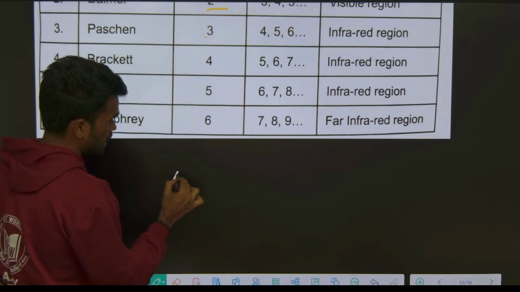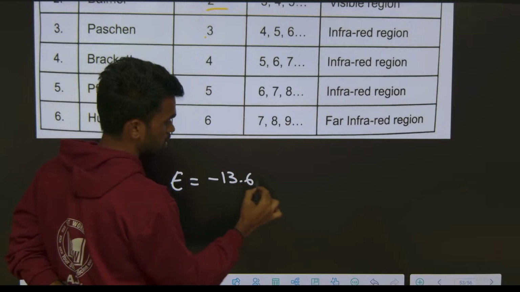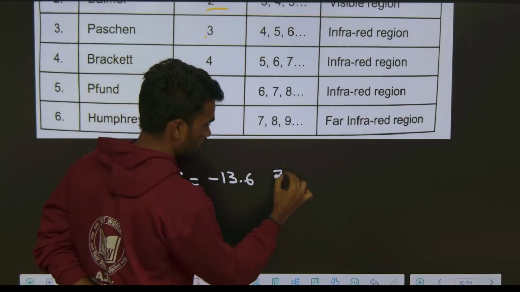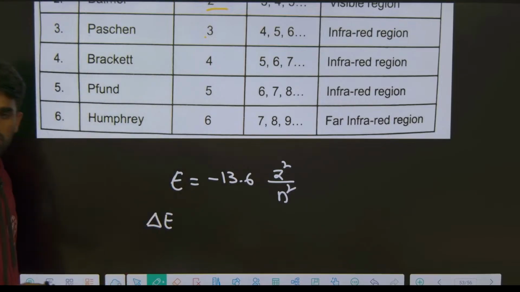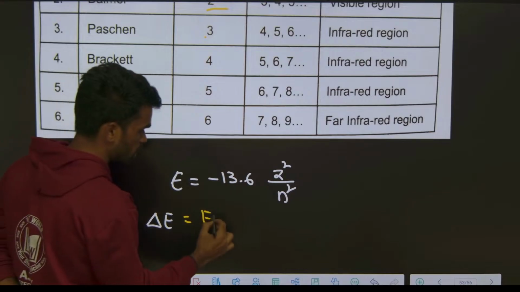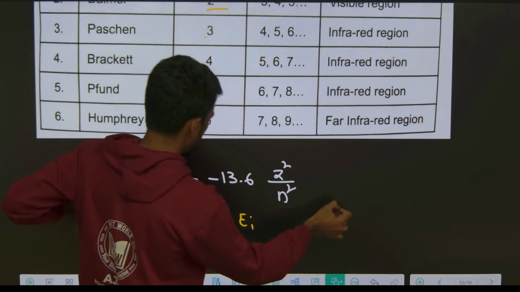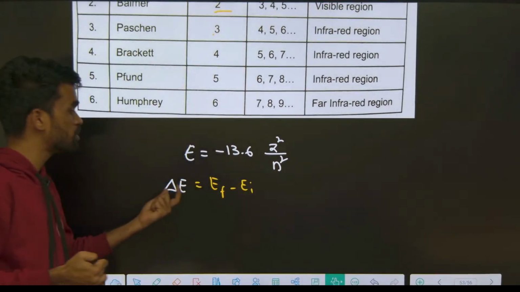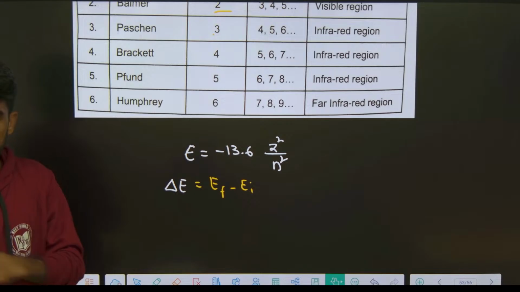What is the energy formula we have discussed? Minus 13.6 Z square by n square. Now what is the energy difference if I ask? E2 minus E1, E final minus E initial. Where will you see the maximum energy difference in the Lyman series? Infinity to 1, the ground state, which is 13.6. That is the maximum of 13.6 electron volt we will be seeing.